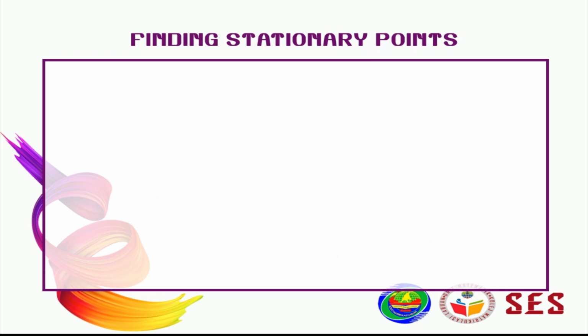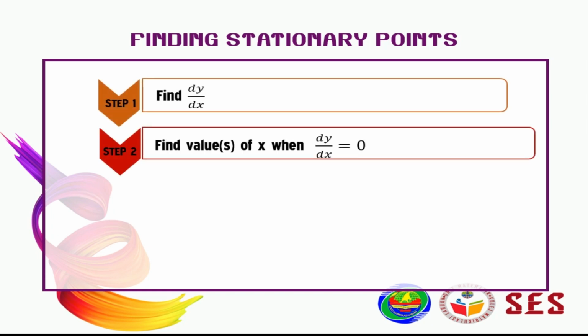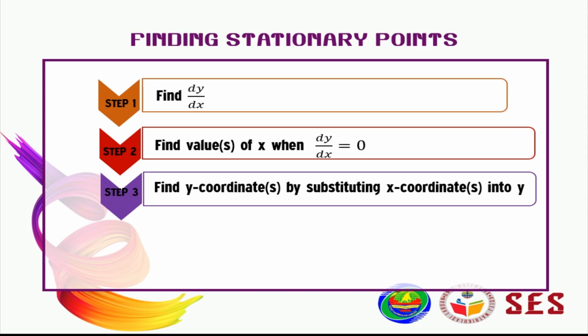So, what are the steps of finding stationary points? The first thing is to find dy dx, and then you need to find the values of x when our dy dx is equal to 0. The final one is to find the y coordinates by substituting our x coordinates into y. But don't forget to write your x and y coordinates back in terms of a point.